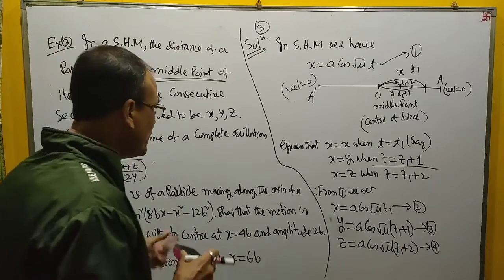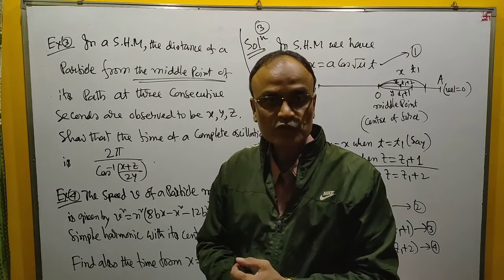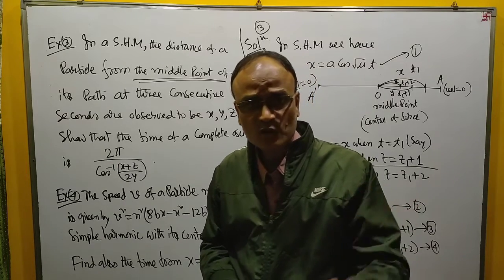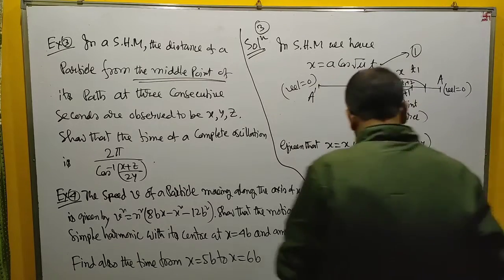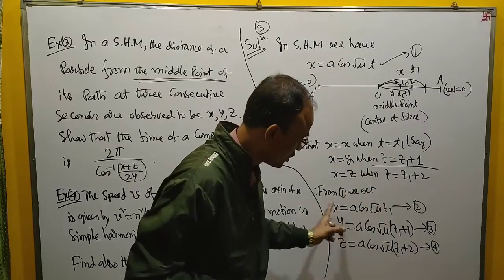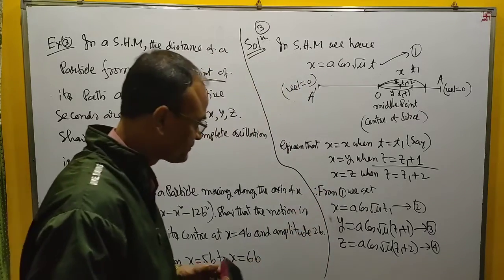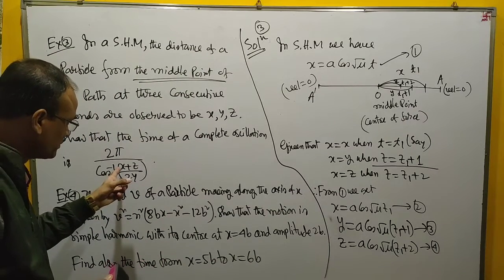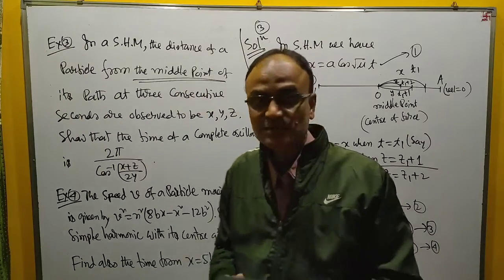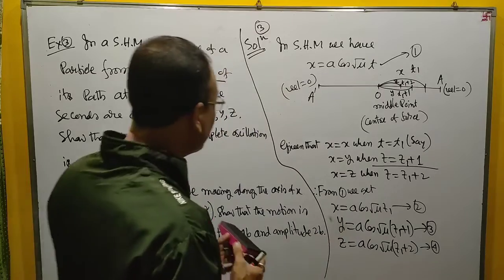Now, we have to find the time of a complete oscillation. Means we have to find the periodic time of the simple harmonic motion, which is twice pi by root mu. You have to find the value of root mu from these three relations, in terms of x, y, and z. Root mu is equal to cos inverse of x plus z divided by twice y. To find x plus z, you should add 2 and 3. Adding 2 and 3 we get.